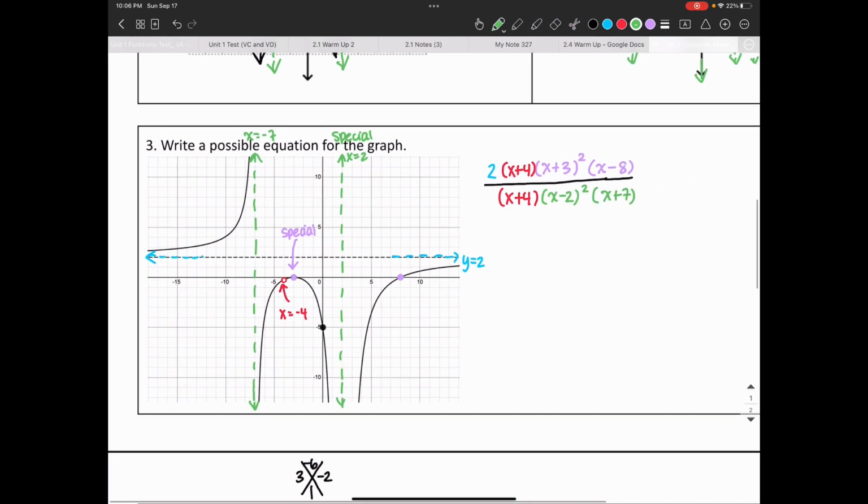And my highest power in the numerator is x to the 4th power. My highest power in the denominator is x to the 4th power. I wanted n to be equal to d for me to have a horizontal asymptote that wasn't 0, that was equal to a number. And so I did that, and I made sure to include that too for the correct ratio. And this is my answer for what a possible equation would be.